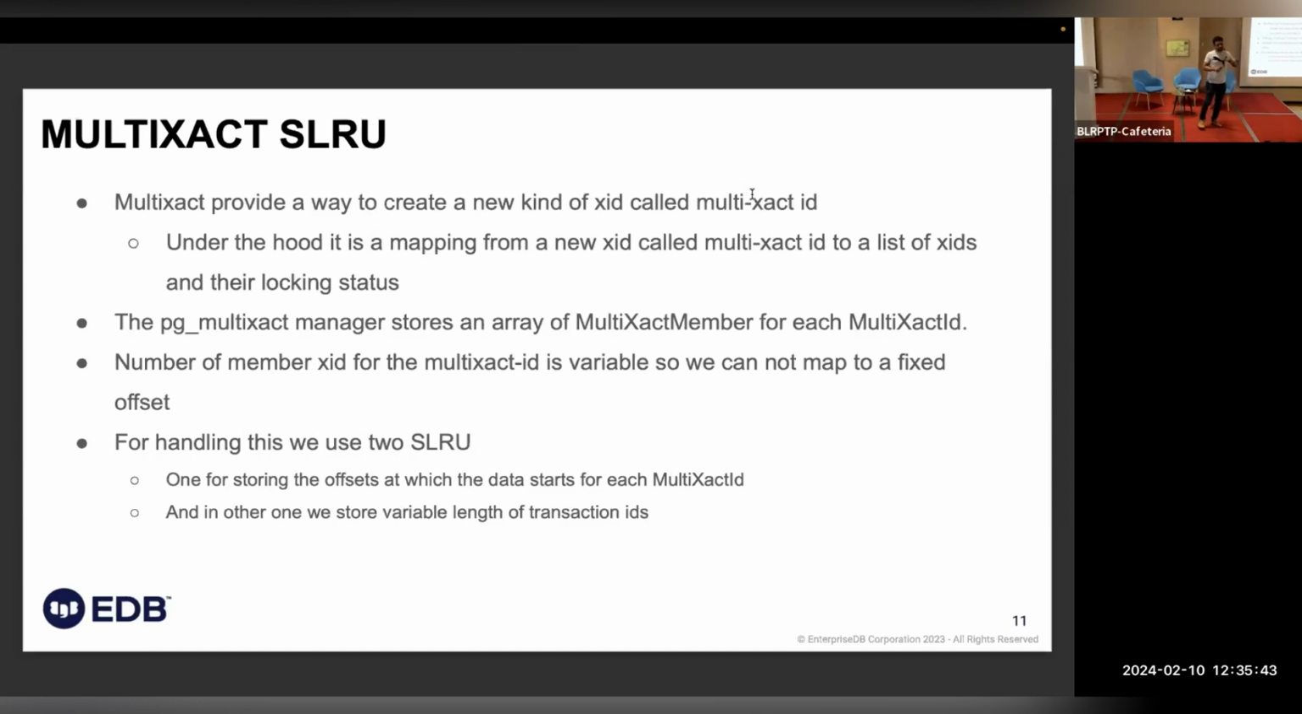In pg_subtrans, there is a fixed rule that each XID has a parent XID, so we can keep a 4-byte space for each transaction ID. But a multi-xact ID is variable size. So instead of keeping one SLRU, we maintain two SLRUs. The first SLRU maintains an offset for each multi-xact ID, so you can directly access that particular offset. From there, you get the starting pointer of the multi-xact ID, and you can fetch all the XIDs using the starting pointer and the length.